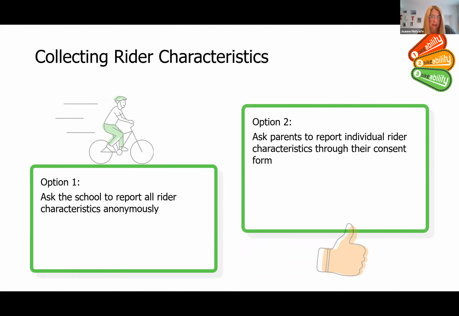This would need to be separated from the consent form, and this is probably the option that you'd need to do for non-school-based courses as well. And again, you'll see in the model consent forms that we've got the consent forms for the parents, and on the back page you have the rider characteristics, so they can easily be separated.